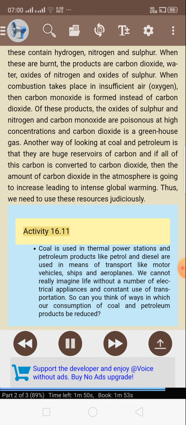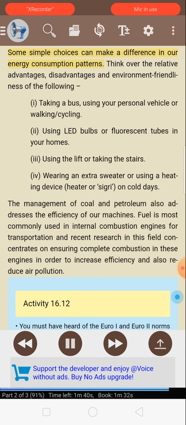Activity 16.11. Coal is used in thermal power stations, and petroleum products like petrol and diesel are used in means of transport like motor vehicles, ships, and aeroplanes. We cannot really imagine life without a number of electrical appliances and constant use of transportation. So can you think of ways in which our consumption of coal and petroleum products can be reduced? Some simple choices can make a difference in our energy consumption patterns. Think over the relative advantages, disadvantages, and environment friendliness of the following.